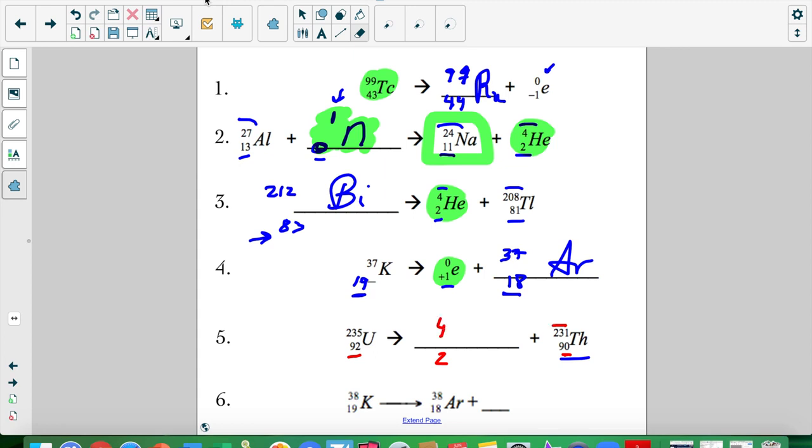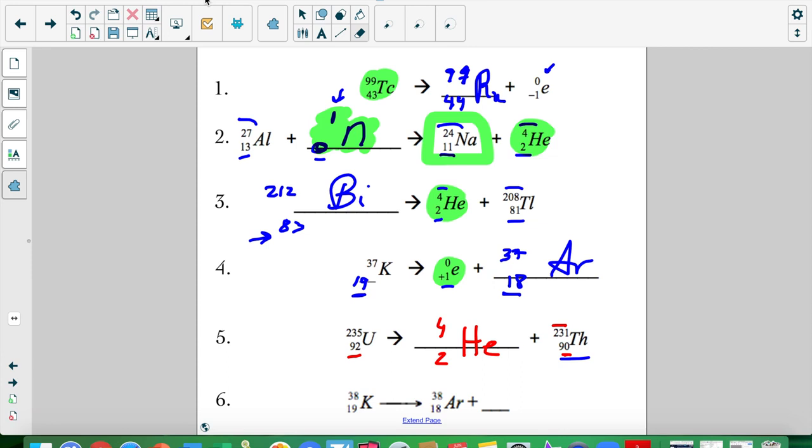That's a 4. So what particle out of the radioactive decay that we've learned has 2 as the atomic number and 4 as the mass number? That's going to be a helium nucleus. And a helium nucleus is what we call an alpha particle.